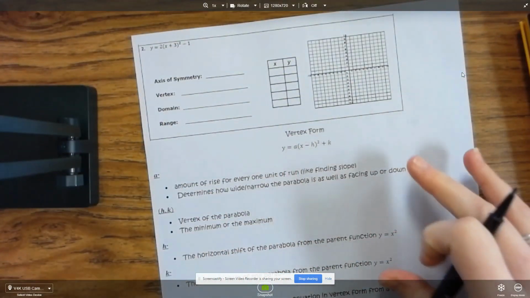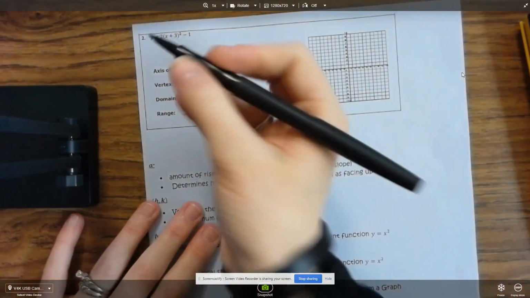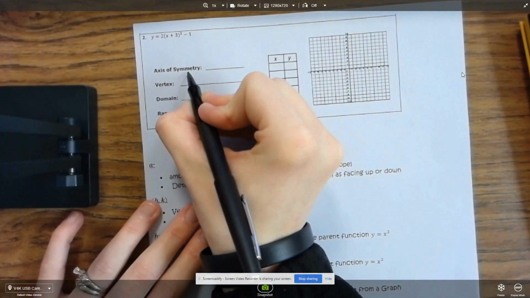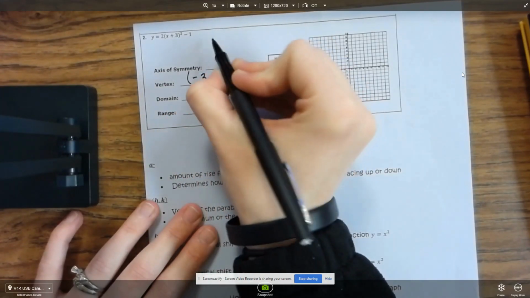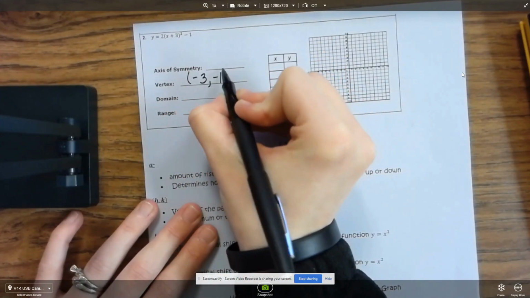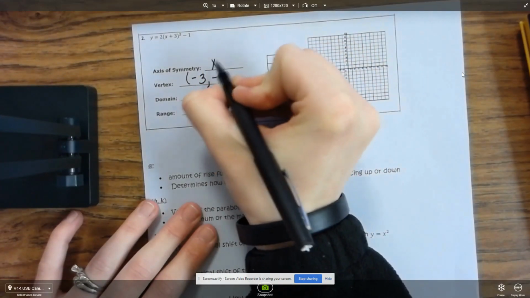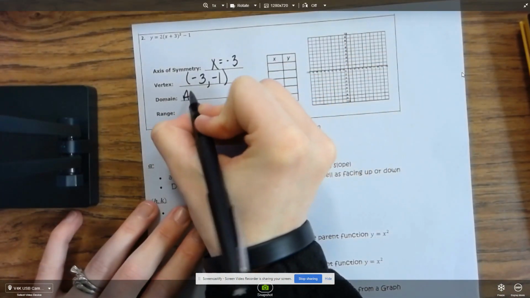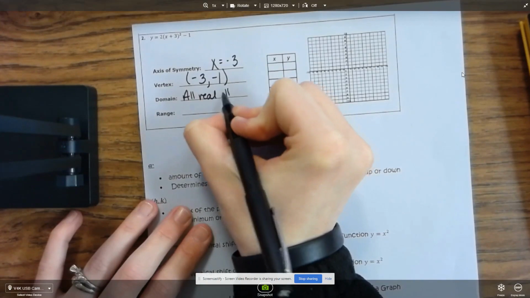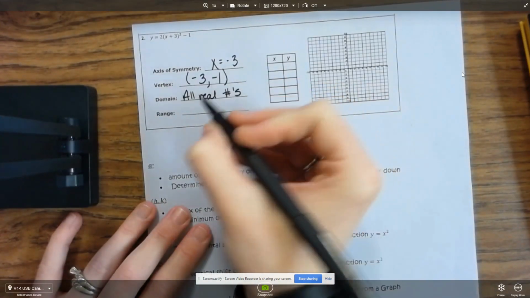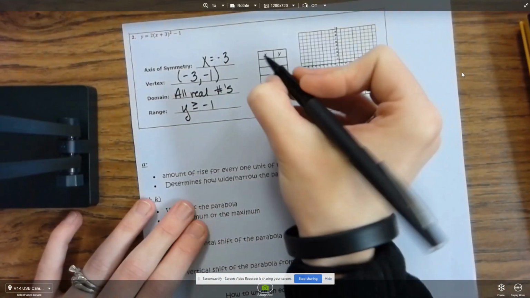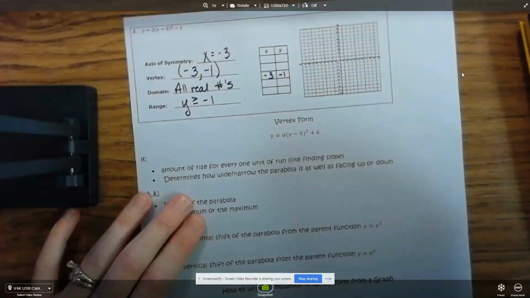All right, so another example. Again, we can find our vertex. Since this says +3, it would be a -3, and then this is a -1. So (-3, -1) would be our vertex. X equals -3 would be our axis of symmetry. Our domain would be all real numbers, and then my range would be y is greater than or equal to -1. Again, I always make my vertex kind of my middle value in my table.